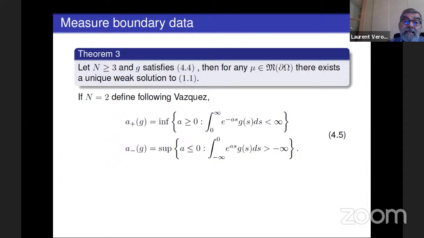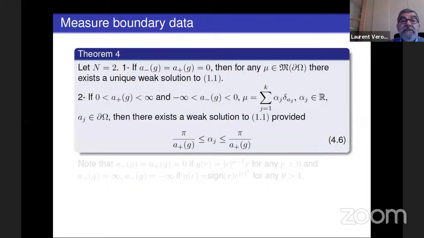Okay, and a minus of g is the supremum of the a which are non-positive, such that the integral from minus infinity to 0 of a to the s, g of s, is bigger than minus infinity. So these are the two classical quantities. I think this was introduced by Vasquez 40 years ago for analyzing the equation minus Laplacian of u plus g of u is equal to some measure in R2. Okay? And the result is the following.